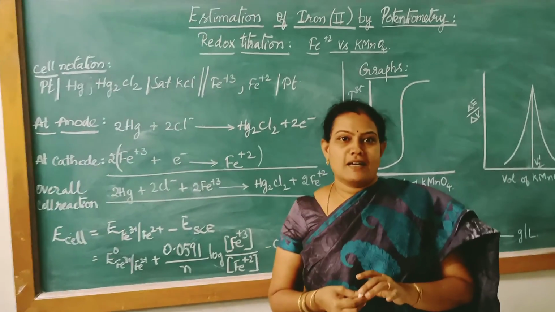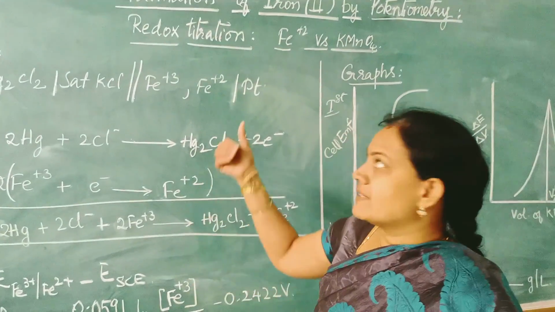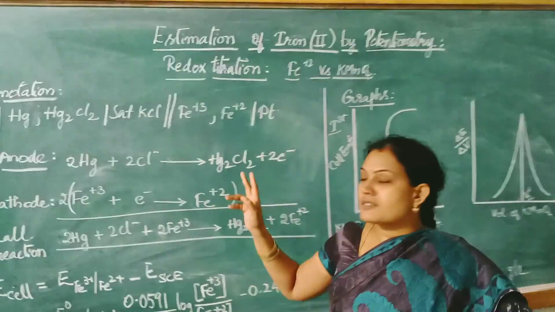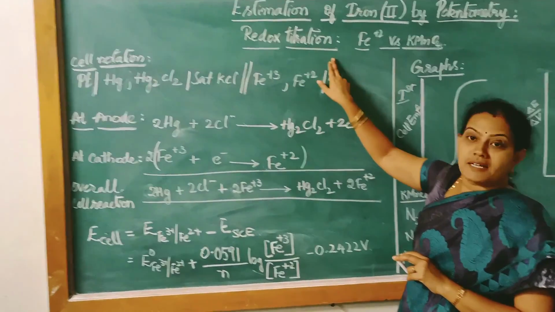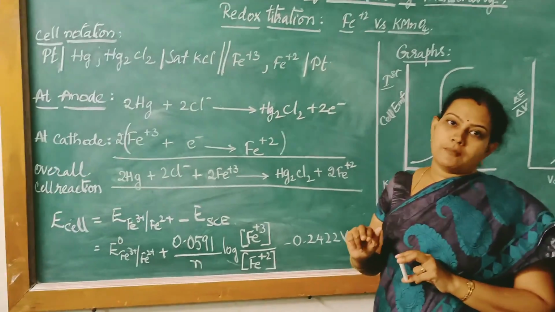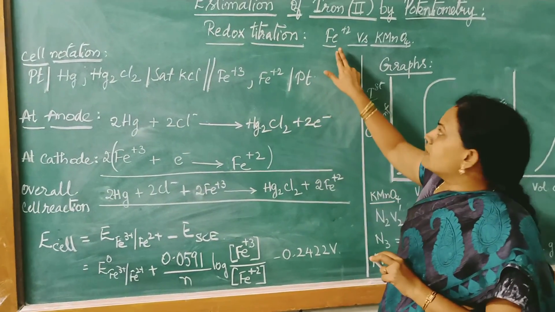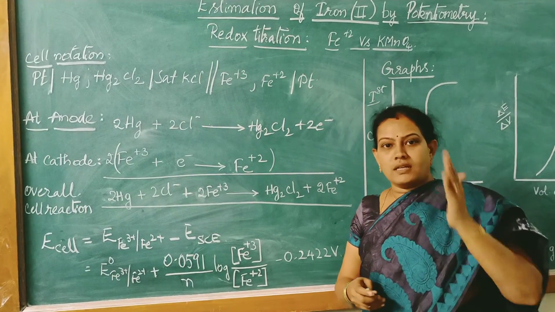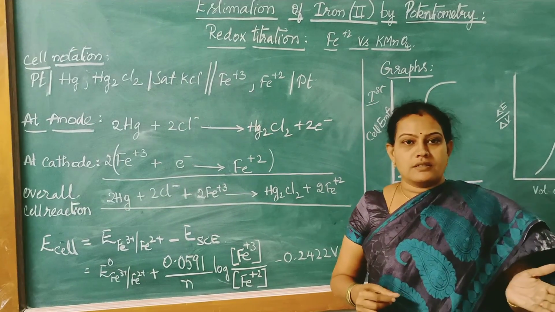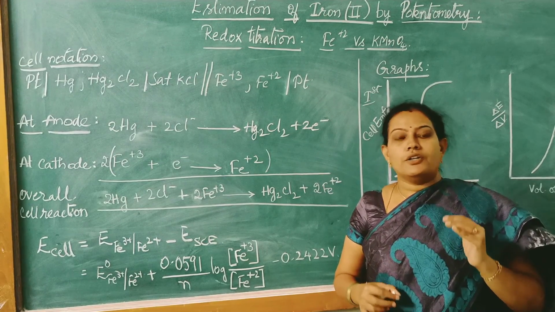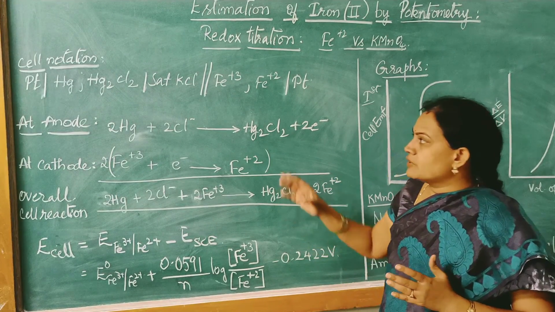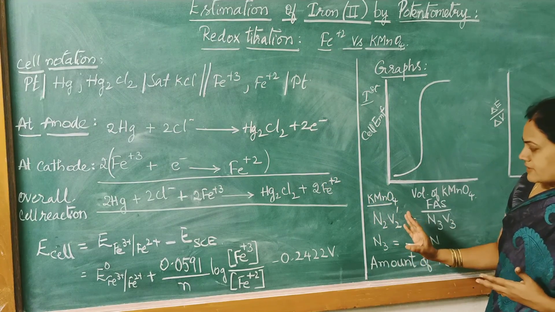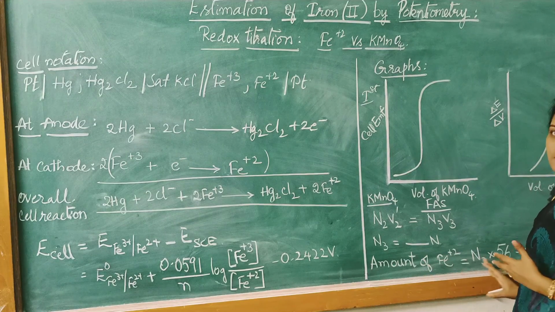Hello students. Now let's discuss the estimation of iron by potentiometric titration, and this is going to be a kind of redox titration where we'll be performing a titration between ferrous solution and permanganate solution. By deriving the values of potential difference during the titration, we'll be able to draw conclusions, that is, find out the concentration of ferrous ions and then the amount of ferrous present in the given solution.